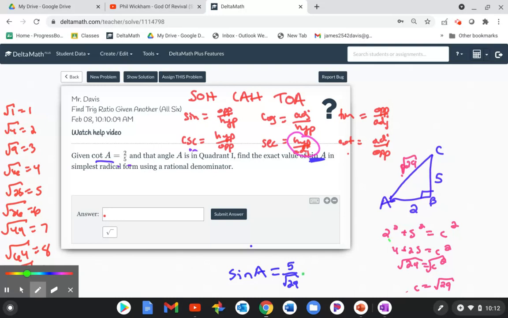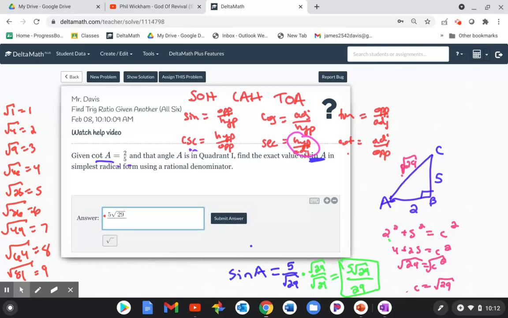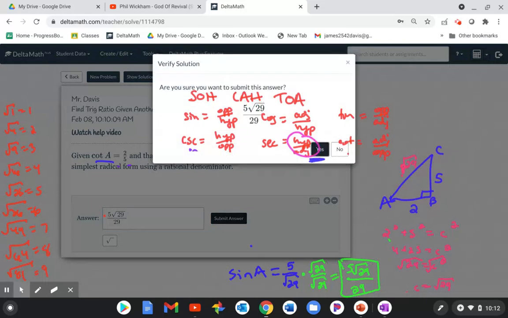So what we do, I will multiply by radical 29 over radical 29. On the top, we have 5 radical 29. On the bottom, we have 29. Seems like a bad answer, but that's what we want to type in because we can't reduce 5 29ths. That does not reduce. Square root of 29 does not reduce either. There's no perfect squares inside of that. So we do actually want to just type in 5 radical 29 over 29 as our final answer.